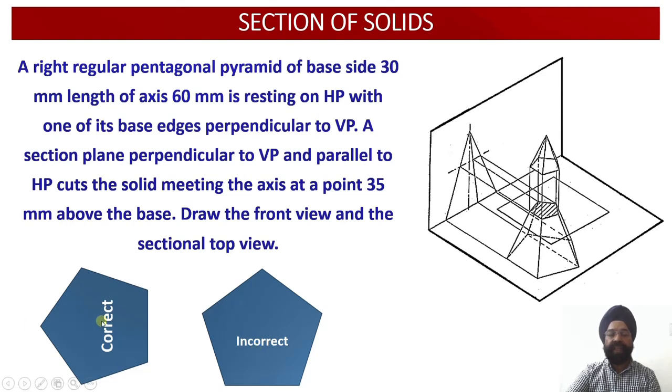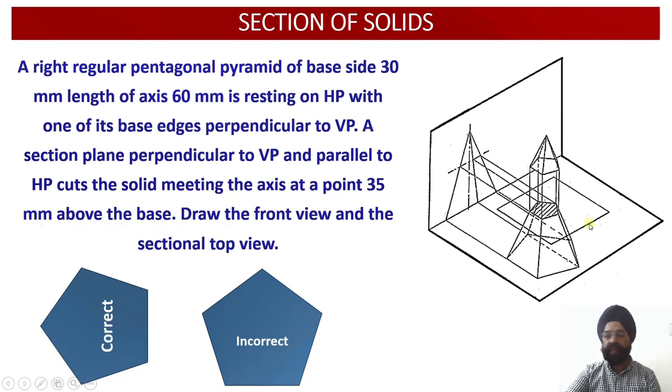So the correct orientation of the pentagonal base shape of the pyramid will be this one over there. So next, a section plane which is perpendicular to the vertical plane and parallel to the horizontal plane, it cuts the solid meeting the axis at a point 35 millimeter above the base.